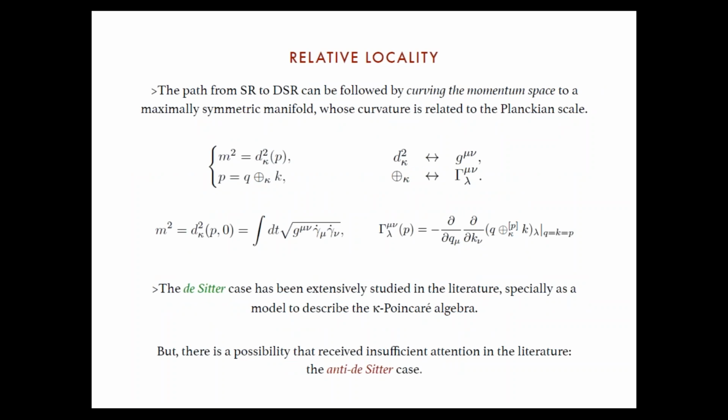So, usually, one way of reasoning about DSR is by considering a curved momentum space. You consider momentum space as a curved manifold. This way of reasoning has an interesting interpretation in recent years, from 2011, named relative locality, where the mass or the modified dispersion relation is determined by the metric of this momentum space as a differential manifold, and the composition law is related to a connection following those formulas.